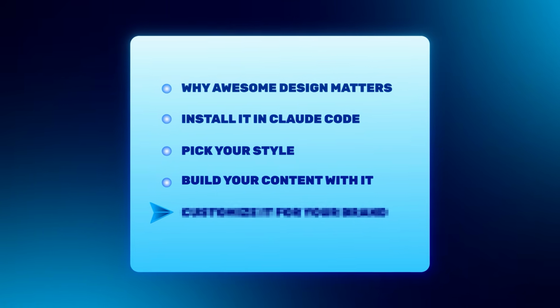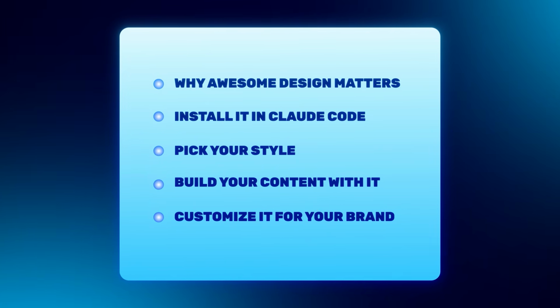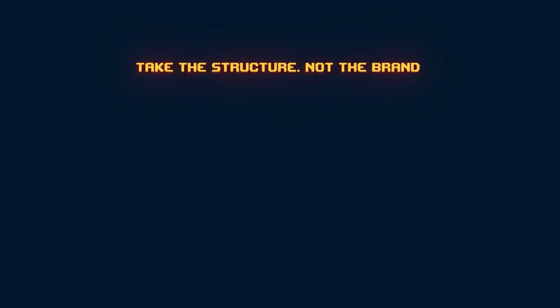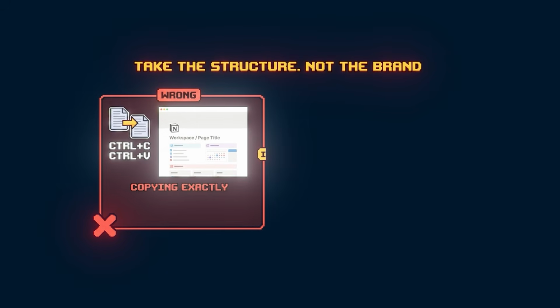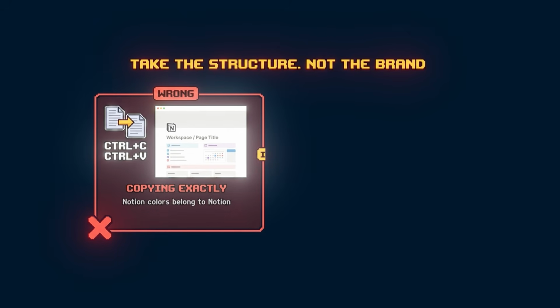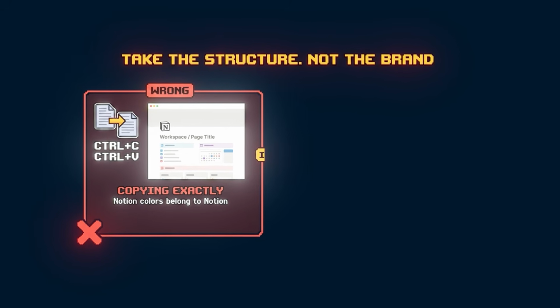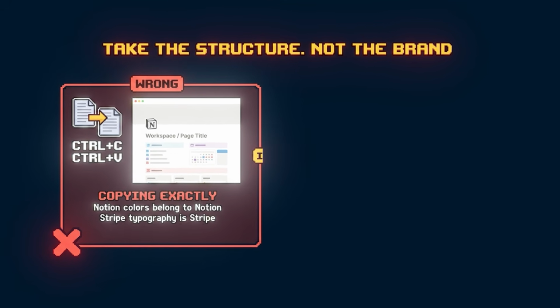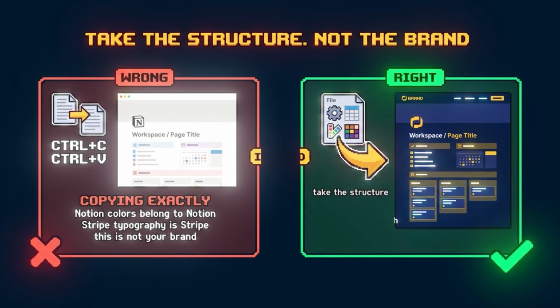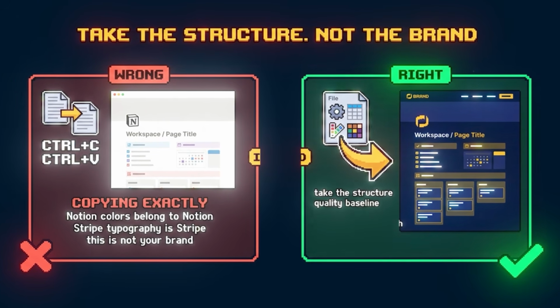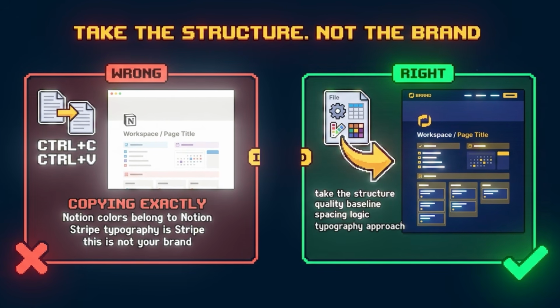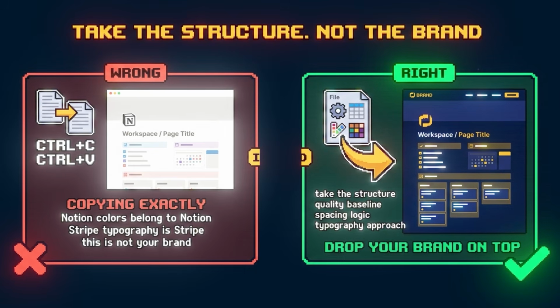Step number 5, customize it for your brand. One more important thing, don't copy these designs exactly for anything public. Notion's colors belong to Notion. Stripe's typography is Stripe. What you do is take the structure, the quality baseline, the spacing logic, the typography approach, and drop your own brand on top.